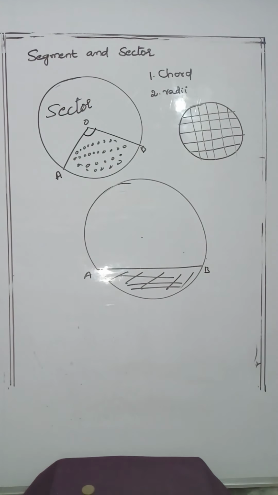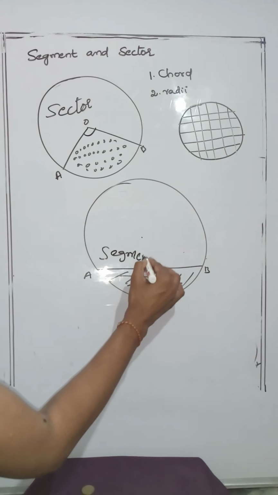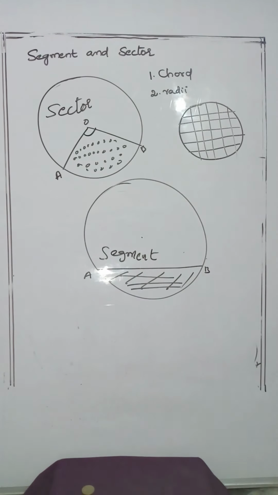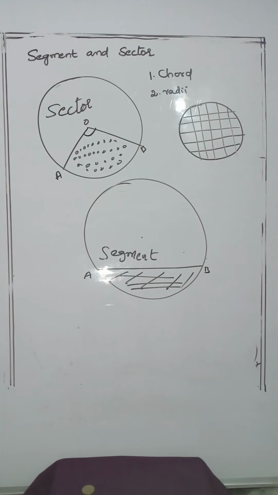Here the angle of inclination is not formed. So it is called a segment. That is very important to note down. The sector will divide the circle into two parts. A segment will also divide the circle into two parts.